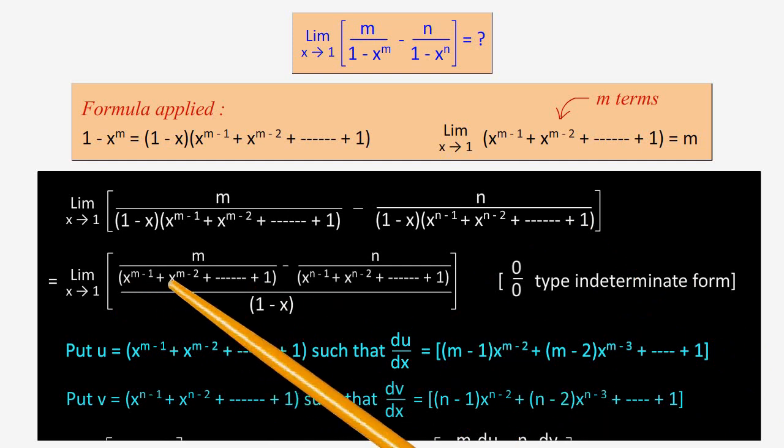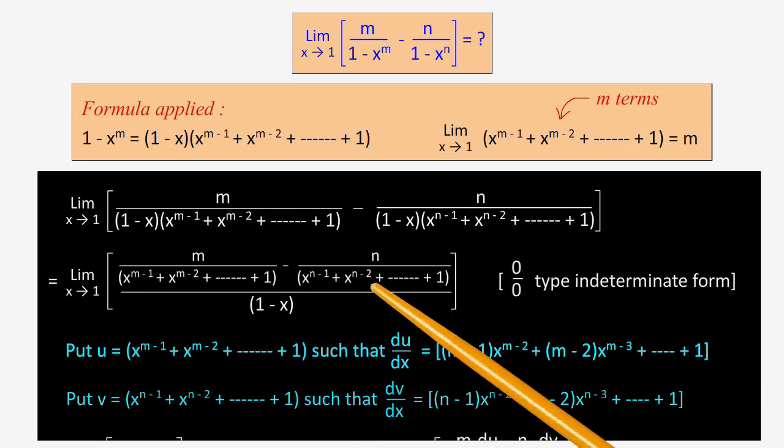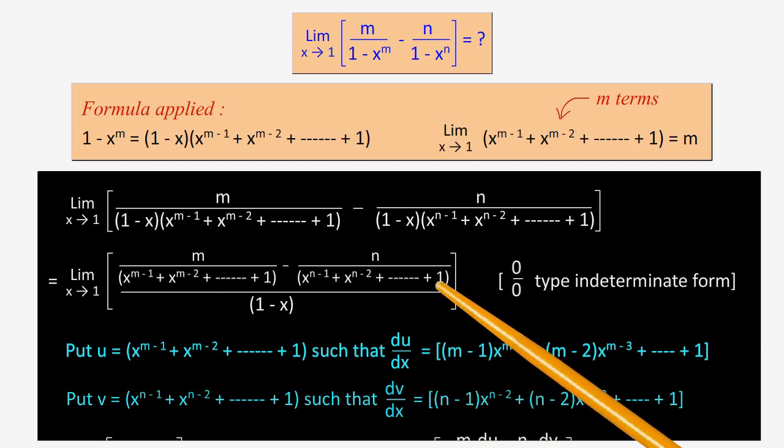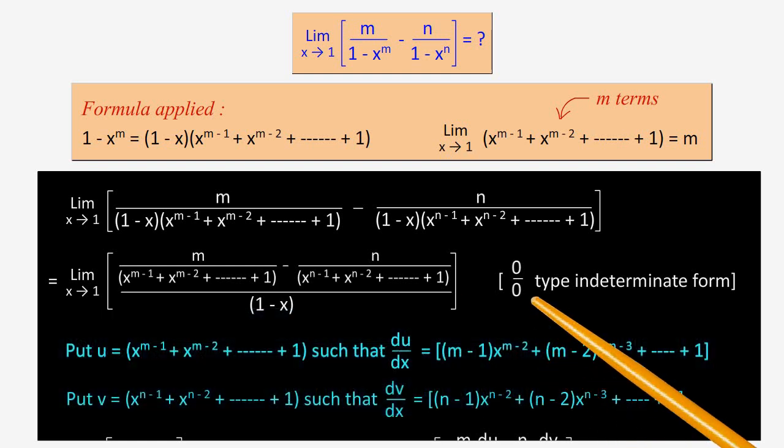Remember that the value of this series is equal to m, and this one is equal to n due to the same reasoning. So the limit of the numerator approaches 0. The limit of the denominator also approaches 0. So this indeterminate form is 0 by 0 type. We may apply L'Hopital's rule now.